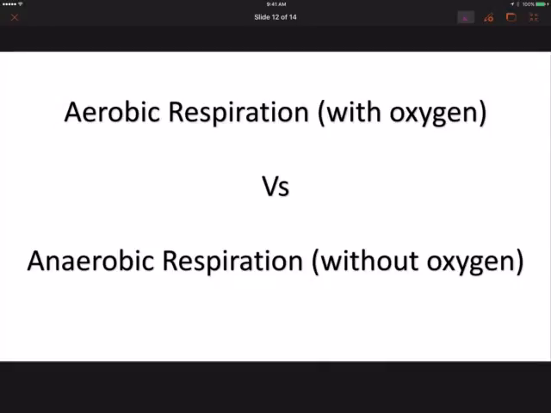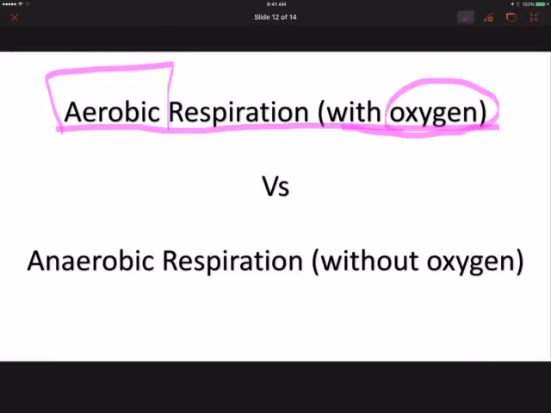Now what I just talked about is aerobic respiration, which means that it happens with oxygen. You're probably aware of that word aerobic, such as aerobic exercises where you're running or doing something where your heart rate is raised. Basically, aerobic means that it is with oxygen.